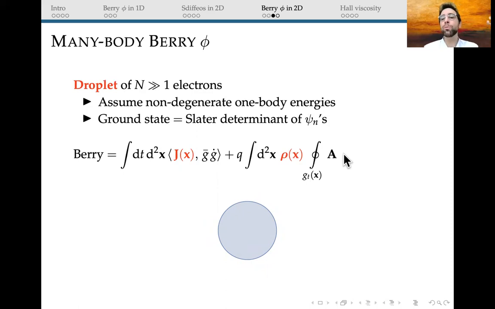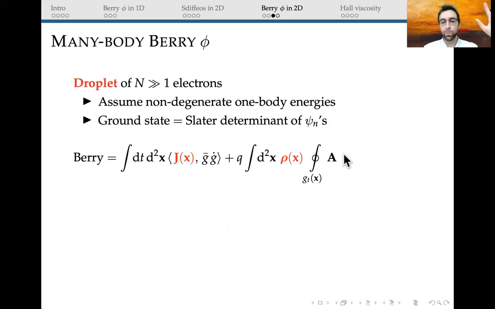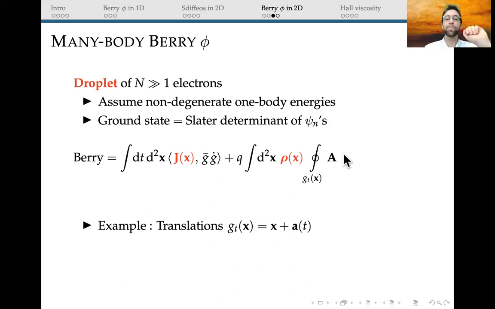Now, concretely, let's start with the simplest, perhaps the most trivial example of deformations, just to make sure that what we're doing is consistent. Namely, suppose that you act on your droplet with certain translations. So you map every point x to itself plus some time-dependent vector, and the time-dependent vector emphatically doesn't depend on position. So I'm really translating the whole plane uniformly in a time-dependent manner. And furthermore, I'm going to assume that this path A of t is periodic. So it starts at some point and eventually returns to that same point.